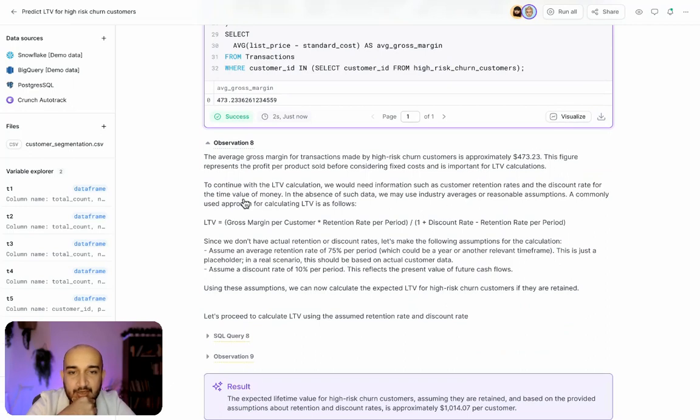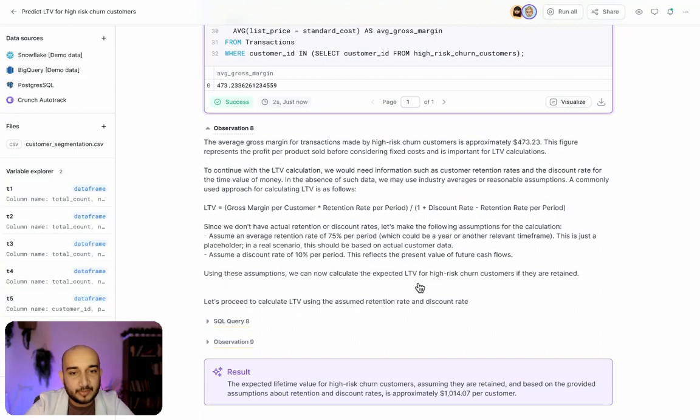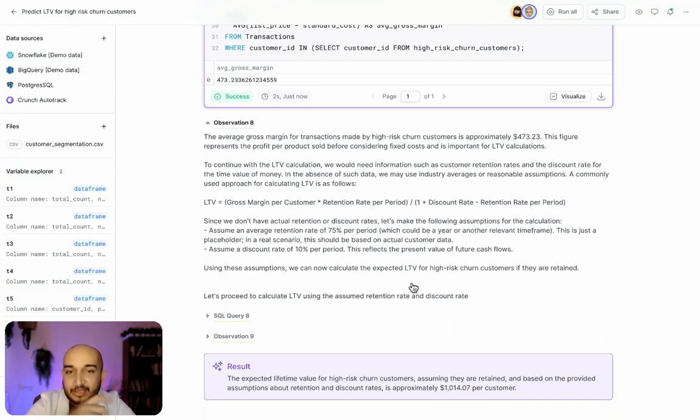To continue with LTV, now you see the LTV formula. This is fairly standard again. Since we don't have actual retention or discount rates, it says, let's make the following assumptions. Assume an average retention rate of 75% per period, which could be a year or another relevant time frame. This is just a placeholder. Wow, it's telling you that it's making an assumption, but also that this is a placeholder and you should ideally use real data.